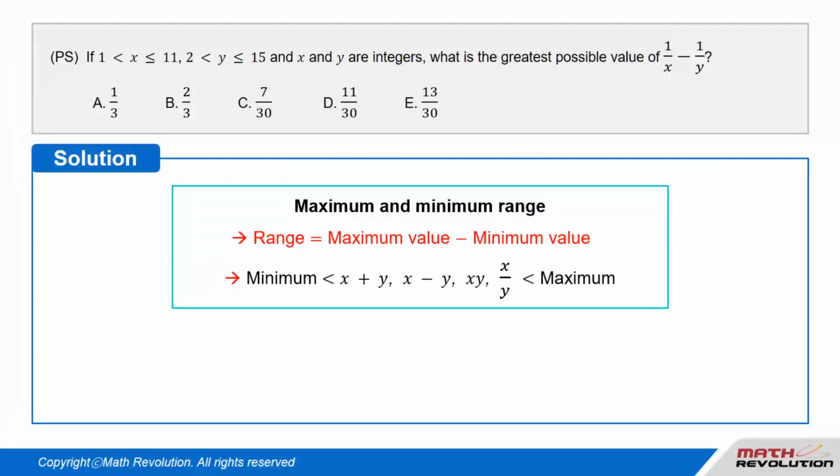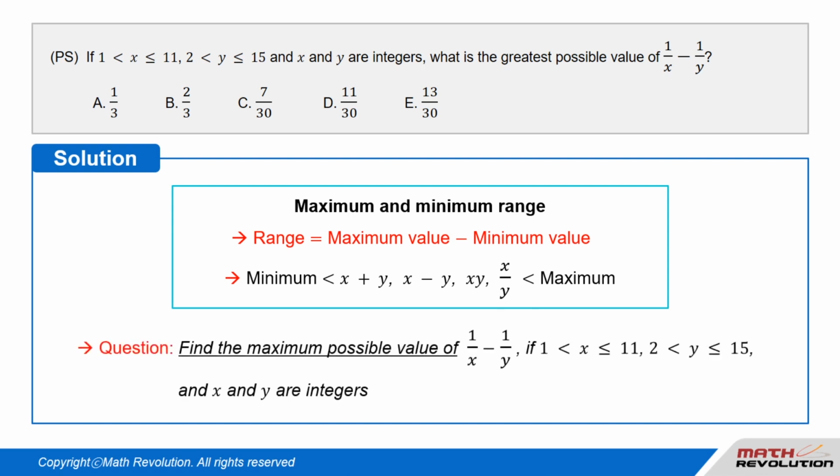Solution. Maximum and minimum of range. Range is equal to the difference between the maximum value and the minimum value. The values of x plus y, x minus y, x times y, and x over y are between the minimum and maximum values. We are required to find the maximum possible value of 1 over x minus 1 over y.